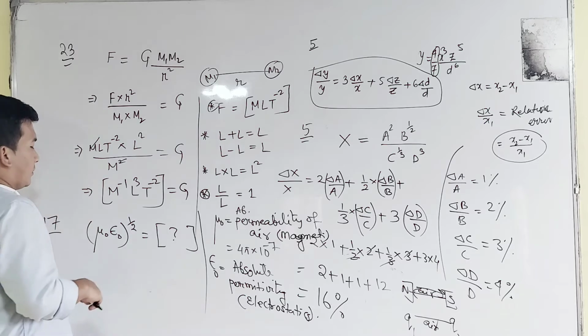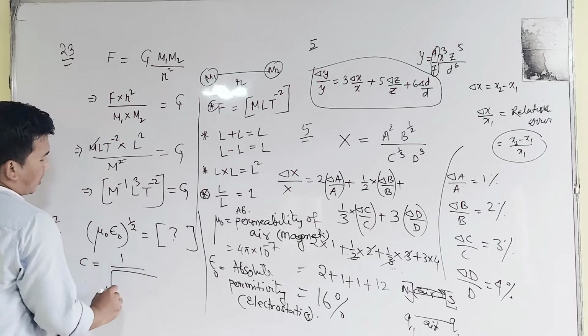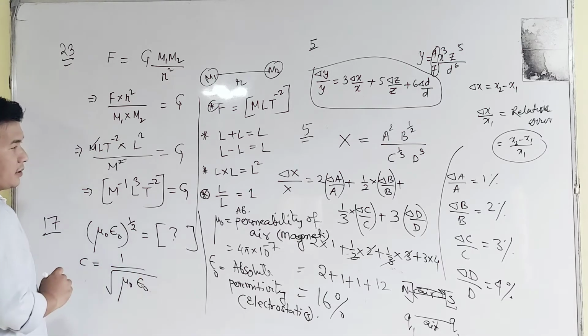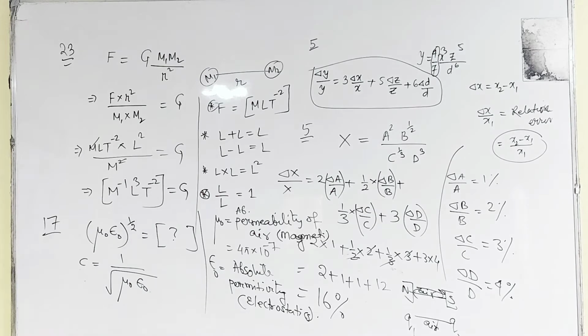Okay, and we have this equation: C equal to 1 by root over mu naught epsilon naught. You have to learn this by heart. This is a very famous equation. See, light is an electromagnetic wave. Every electromagnetic wave can be taken as a function of both electric field and magnetic field. The name itself identifies that an electromagnetic wave consists of electric field and magnetic field, and the electric field part will be contributed by epsilon naught and the magnetic field part will be contributed by mu naught.